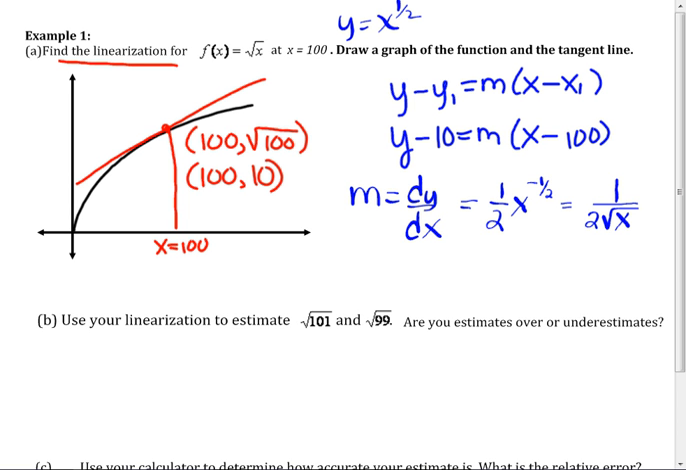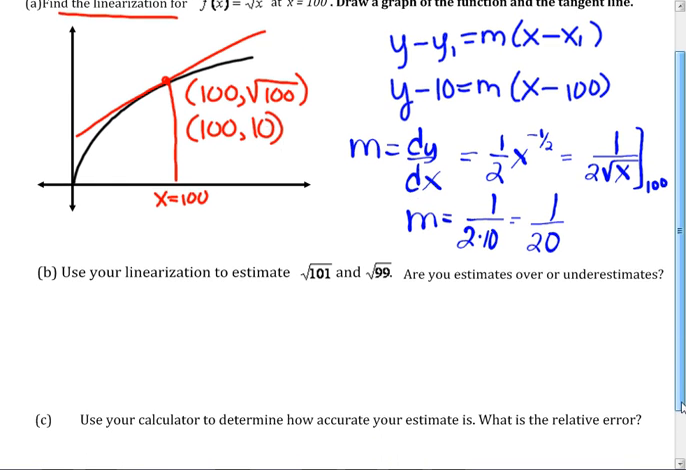Jason? So at 100, and so we write it this way, we're going to do this at x equals 100. What is that number? So m equals 1 over 2 times 10, or 1/20th. You can leave it 1/20th, or we can change it to a decimal. Kind of up to you.